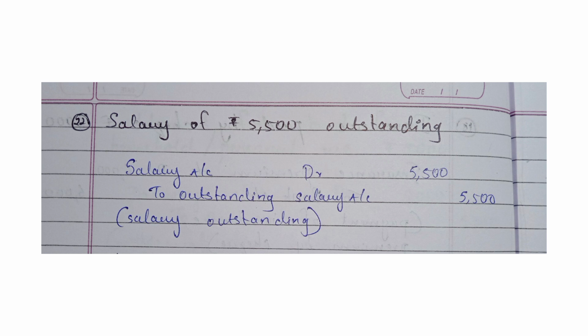The next one is salary of rupees 5,500 outstanding. That means the salary we were supposed to pay, we have not paid it. Okay, so we have the obligation to pay it in the future, but now we have not paid it. The person has worked for us, but we have not paid the salary. Fine. So the journal entry will be salary account debited to outstanding salary account. The amount is written at debit and credit columns. Now the narration is salary outstanding.